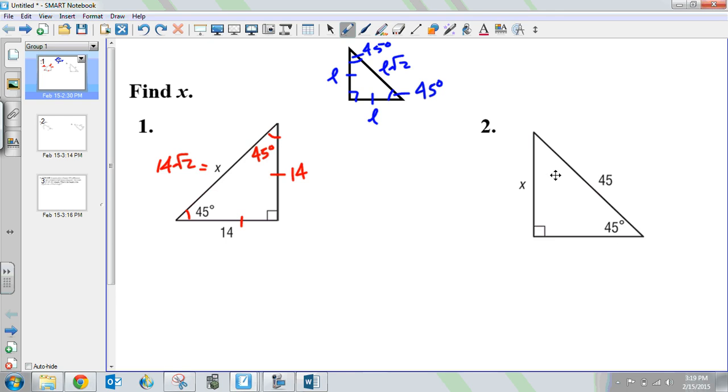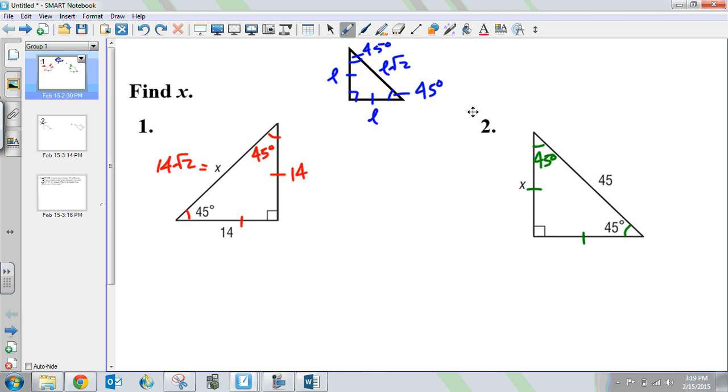Now over here we've got something different, and this is a little weird. On this example, I've got a 45-degree angle here, so I can automatically say that's 45, and so those are congruent. That means that these two segments are congruent. But then I've got a problem: I've been given my hypotenuse and it doesn't have this little square root of 2 in here.